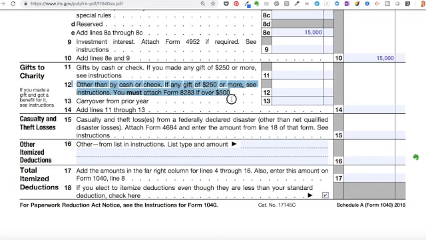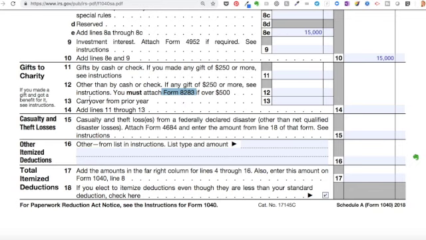Now, if you donate property over $500 and then over $5,000, like a vehicle or something like that, there are additional rules that apply, and you have to use Form 8283. So if you donate something over $500, you need to fill out this form. If you donate something over $5,000, you actually have to have an appraisal that looks at the value of the property, and you have to keep that for your records.